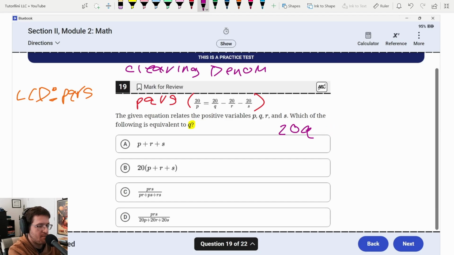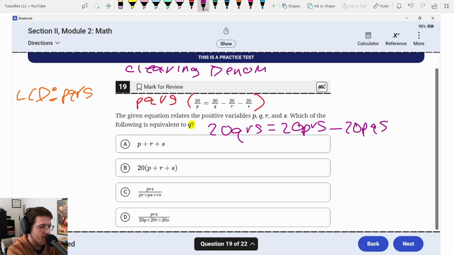So 20QRS. When you do 20 over Q, the Q's go away, and you're left with 20PRS. And then minus, when you do R, the R goes away, 20PQS. And then minus 20 over S, so the S's go away, minus 20PQR.